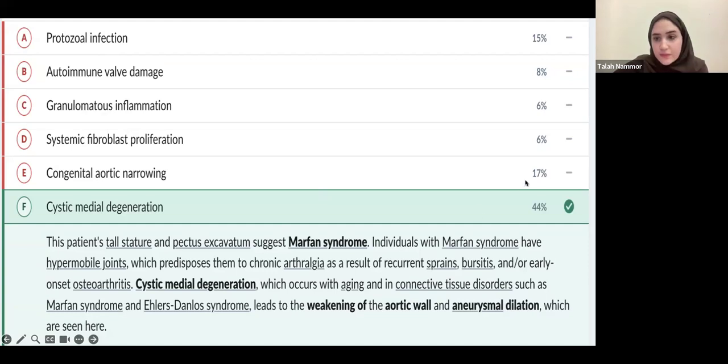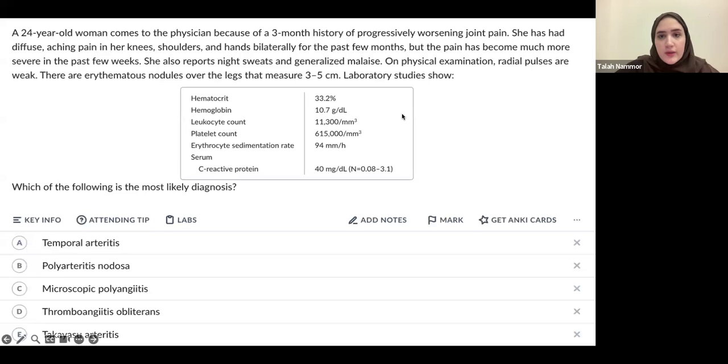Okay, let's go. Moving on. A 24-year-old woman comes to the physician because of a 3-month history of progressively worsening joint pain. She has had diffuse aching pain in her knees, shoulder, and hand bilaterally for the past few months, but the pain has become much more severe in the past few weeks.